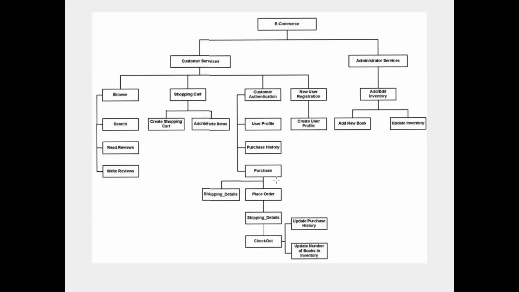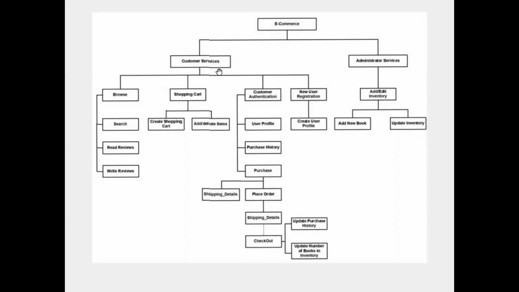Another example. This is again a functional decomposition diagram, FDD, for an e-commerce website. You know that there are websites where we keep information about our products, the customers, and the details. So this will show you different modules. According to this diagram, the e-commerce has two sub-processes: customer service, because e-commerce's main process is servicing customers, and then administrative services. Under the administrative services, you can have another process we call add, edit inventory: add a new book, update an inventory, and so on.